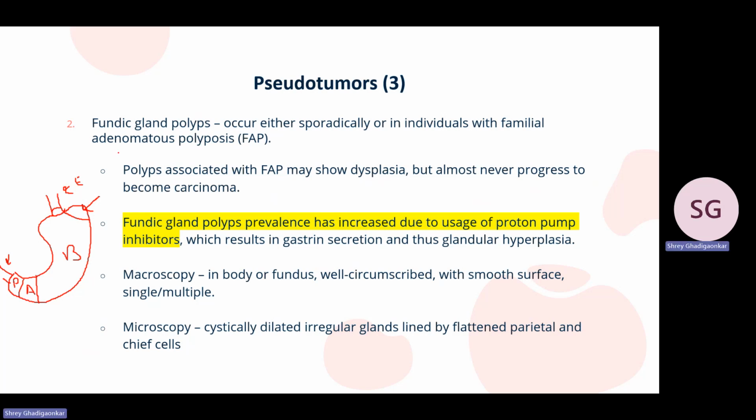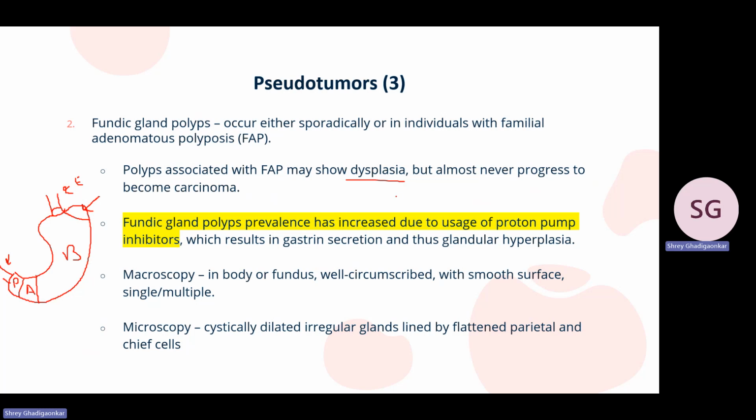The polyps associated with FAP, familial adenomatous polyposis, may show dysplasia. However, these almost never progress to become carcinoma. The second important point is that fundic gland polyp prevalence has increased due to the use of proton pump inhibitors. Proton pump inhibitors are drugs that are used to decrease the acid production in your stomach.